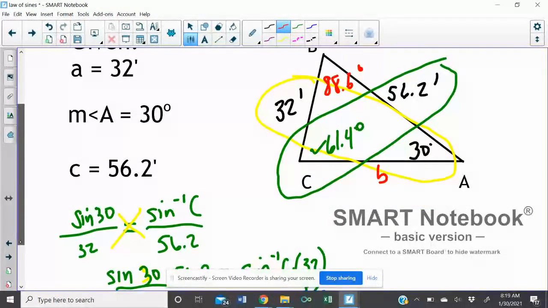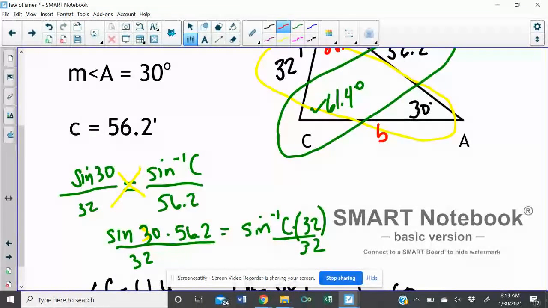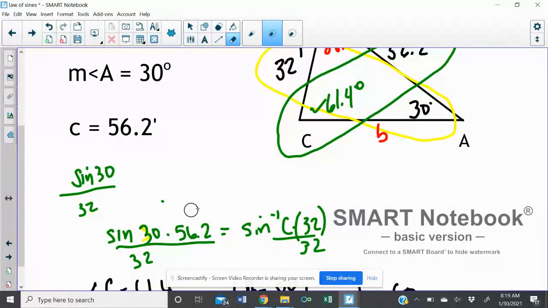So again, do the same thing. Sorry, I don't have much room here. So actually, I'm just going to erase over here. I'm going to keep the sine of 30. I always keep the original one because that's the information they gave me. I can't get that wrong.